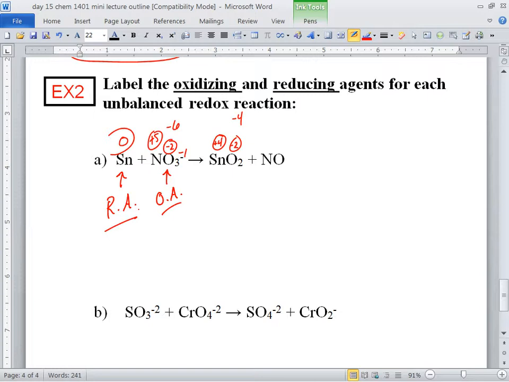From +4 to +6. That's why you wrote reducing agent, right? Yeah, that's right. So that means this has to be the oxidizing agent. How'd you get +4 for this? You see it?